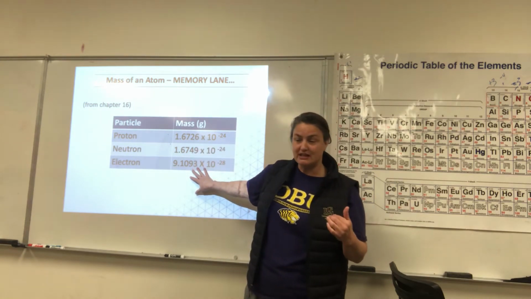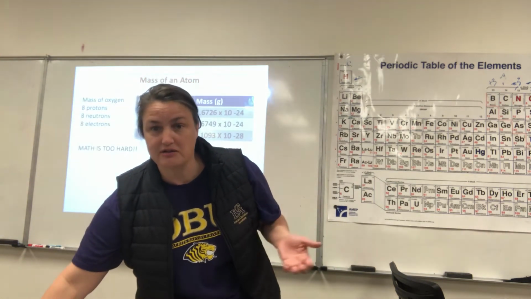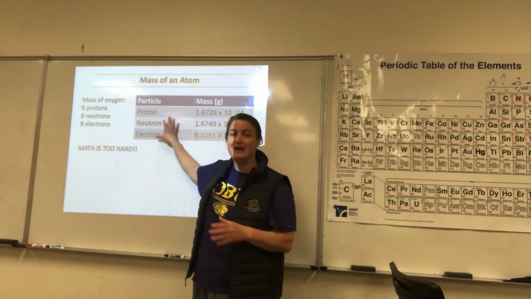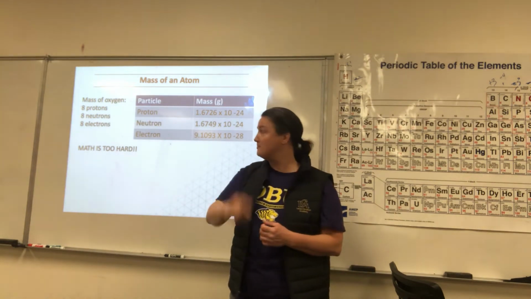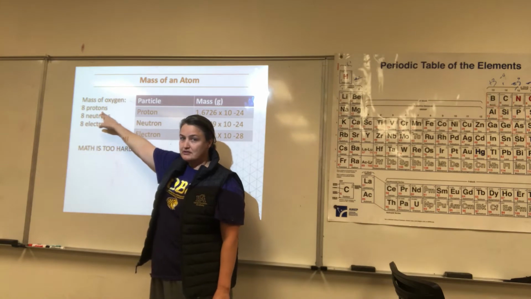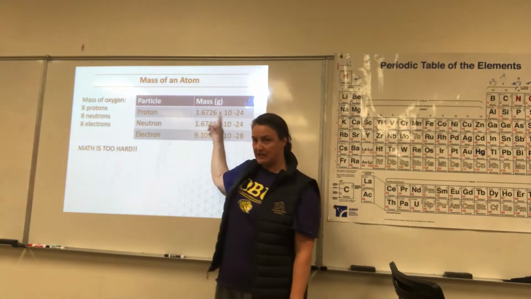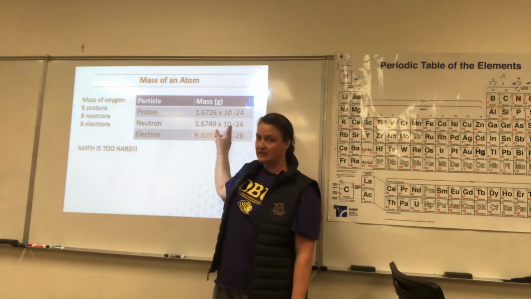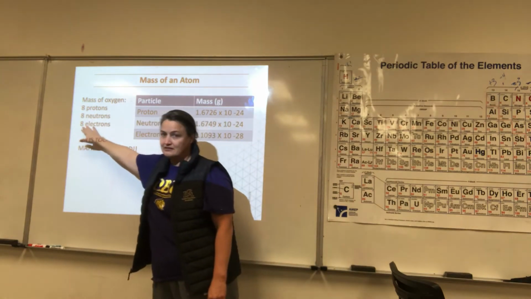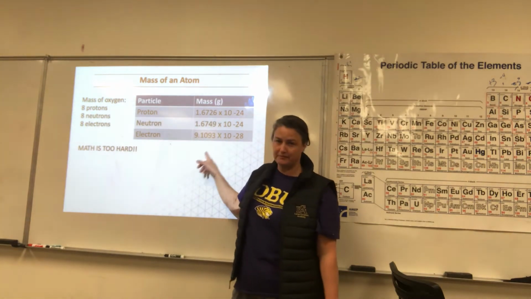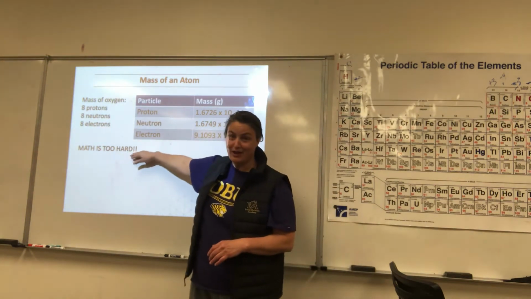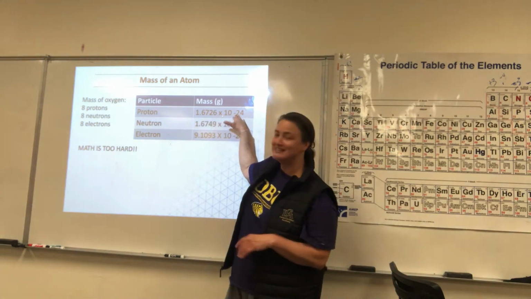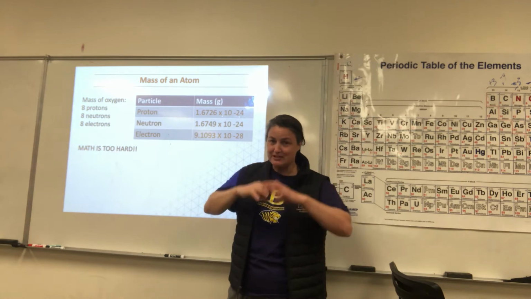And as we learned in chapter 16, these numbers are so tiny, it's hard to do anything with them. For example, if we were going to determine the mass of 1 oxygen atom, we'd have to take the mass of 8 protons. So we would do 8 times this tiny little number, plus the mass of 8 neutrons, which is this tiny number, plus 8 electrons times this tiny number. And that would be a lot of math. That'd be a lot of multiplications with all these 1 times 10 to the negative 24 grams. They're tiny numbers, and they're going to be very complicated.